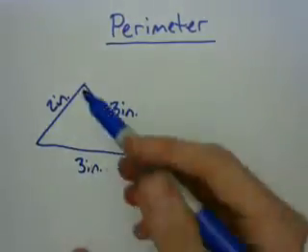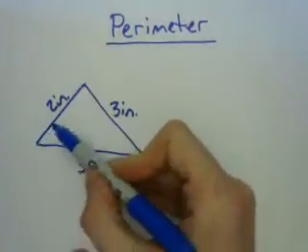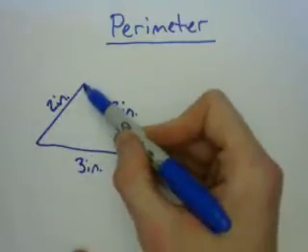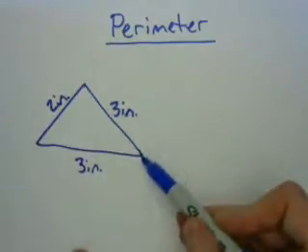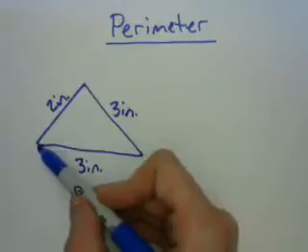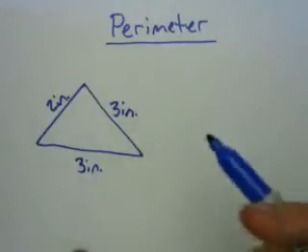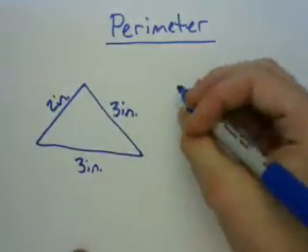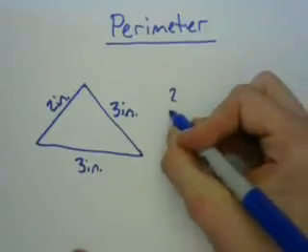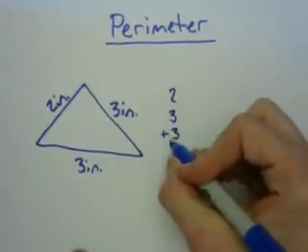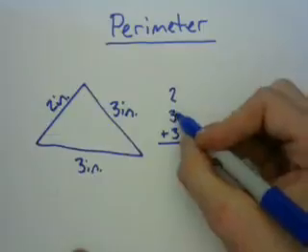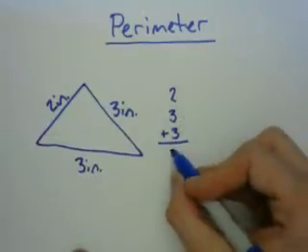Okay, well, if I wanted to travel 2 inches here, if it took 2 inches to traverse this side, and 3 inches for this side, and 3 inches for the other side, then really the operation I'm doing to go around the outside is addition. So I have 2 plus 3 plus 3. Now 2 plus 3 is 5, plus 3 is 8.